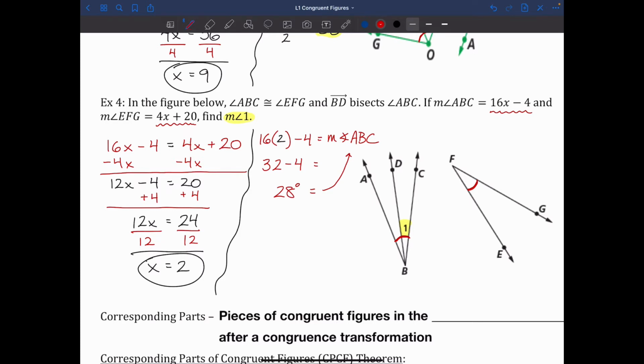Last but not least, I'm going to take that 28 and divide it in half, right? We bisected that angle. We split it. So what that's going to do is land me with 14 degrees. That's what each of those little pieces, like ABD and DBC, is. That's the measure of angle 1, 14.